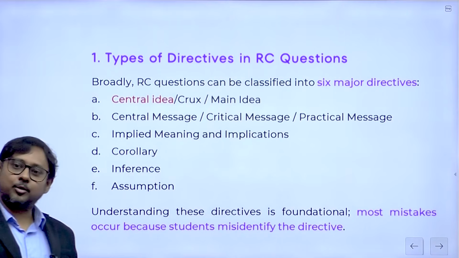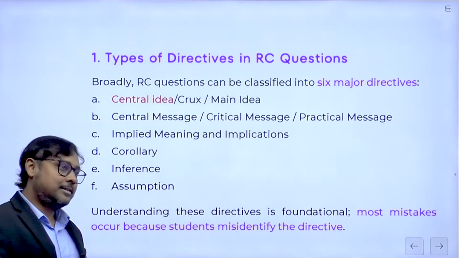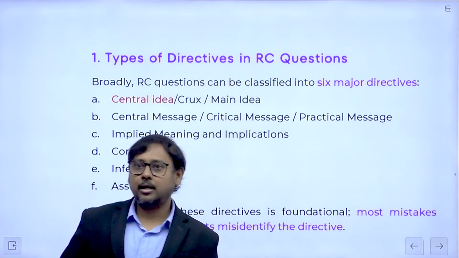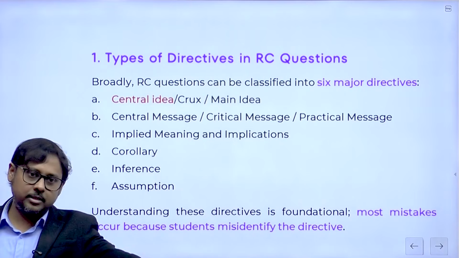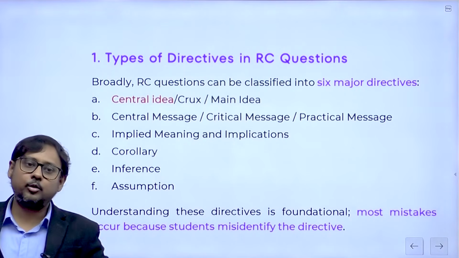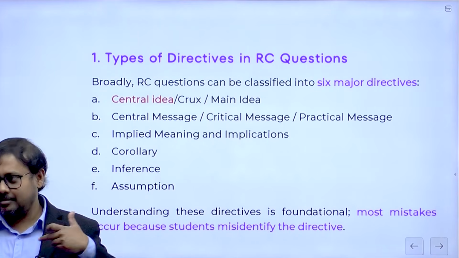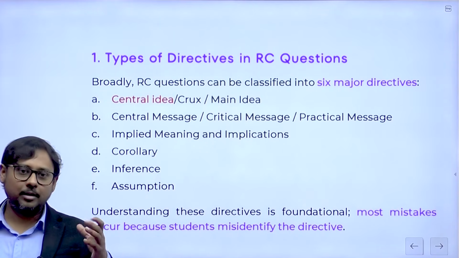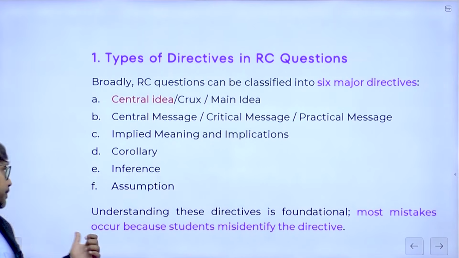Usme ek inference hota hai, and then they have assumption. Now, the trick is this, why they do that. Inference question, there's a different logic to come to inference. There's a different logic to come to assumption. But we don't use logic. We read one passage and then we try to eliminate based on the nature of the option. Right? And we make mistakes.